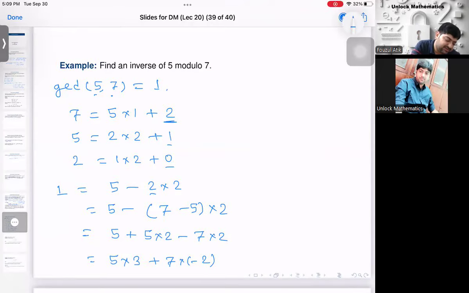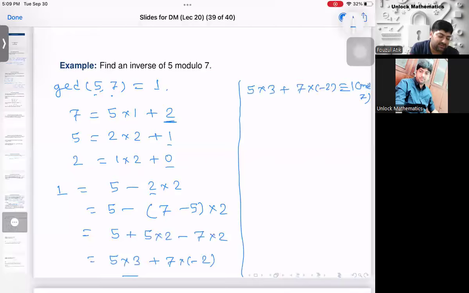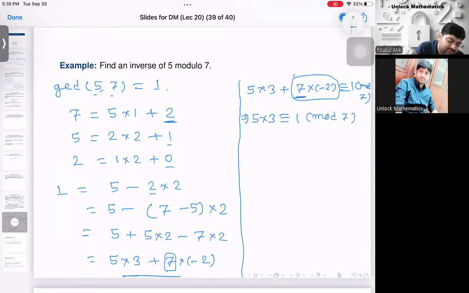So what does it mean? From this I get that 5 times 3 plus 7 times minus 2 is congruent to 1 modulo 7. Now, as we discussed, this value minus 1 is divisible by 7. But here 7 is a factor, so this 7 term can be omitted. Therefore I can always say that 5 times 3 is congruent to 1 mod 7.